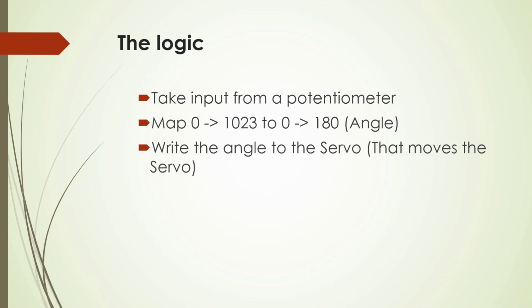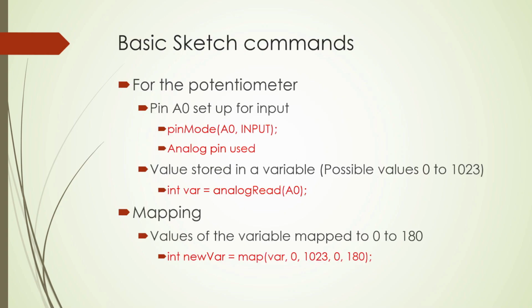Whatever the angle is, if the angle is 90, it moves the servo to 90 degrees. If the value of the angle is 180, it moves the servo to 180 degrees. So that is the movement of the servo that is going to happen.